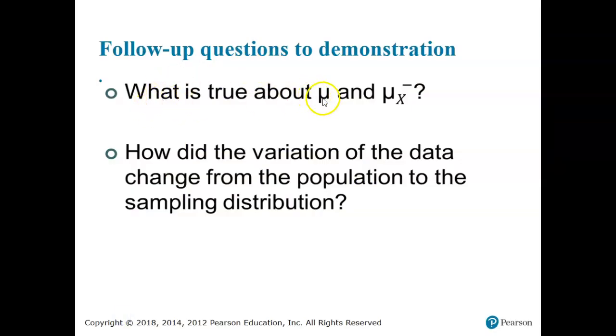Okay, so what is true about the mean of the population and the mean of the sample means? Those are going to be equal to each other. How did the variation of the data change from the population to the sampling distribution? The variation of the data for the population was much larger than it was for the sampling distributions, and the variation got smaller as our sample size got larger.